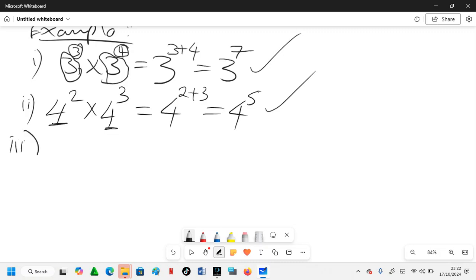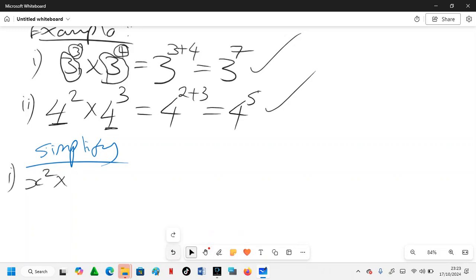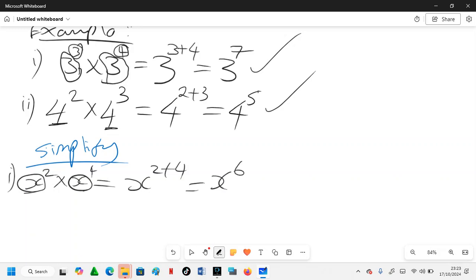Alright, let's start getting into a more complicated scenario. Let's change this question a little bit. Let's say you're told to simplify the following, and the first one is, let's say, x squared times x to the power of 4. So the base is the same, so you just take the base and then you add the powers, 2 plus 4, that is x to the power of 6.